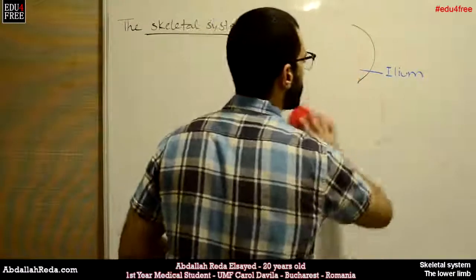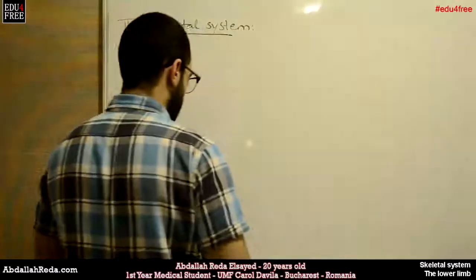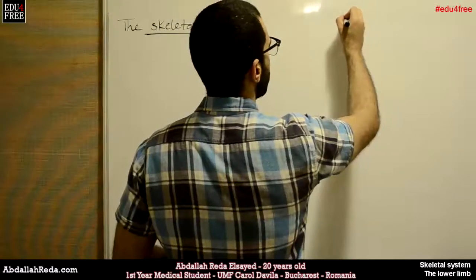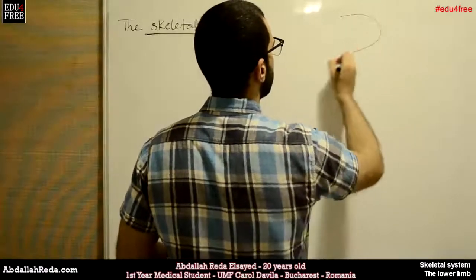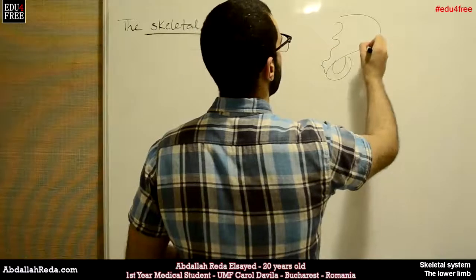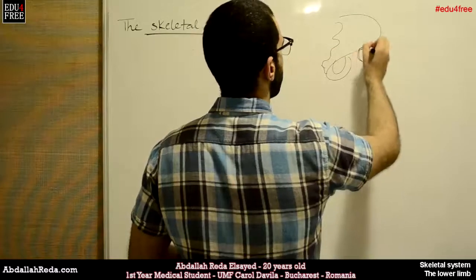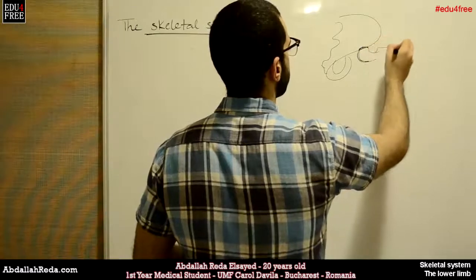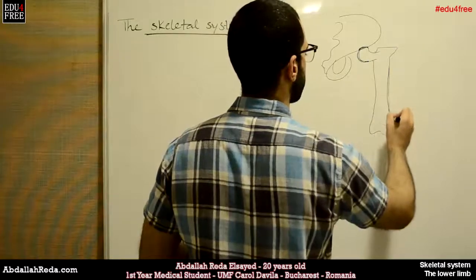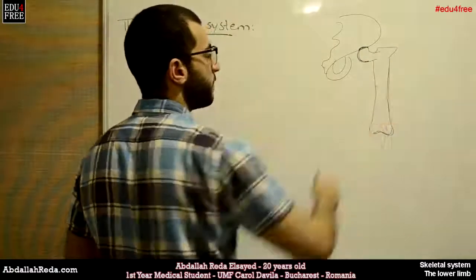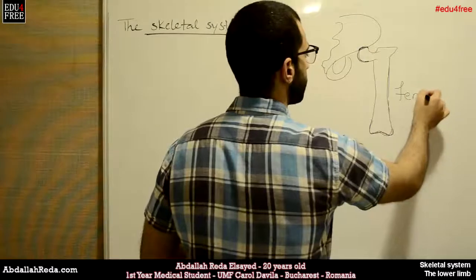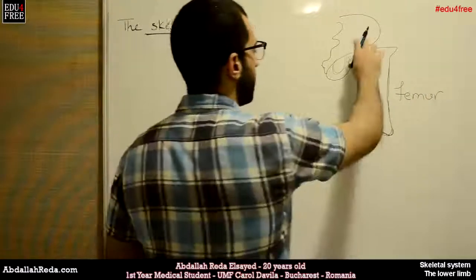Now, we will look at the bones of the lower limb. So we will draw the pelvis like this, and the head of the femur will articulate around here, like that. So as we can see, this is the shaft of the femur, and here we have two condyles, like this. This is the femur, and this is the head of the femur.